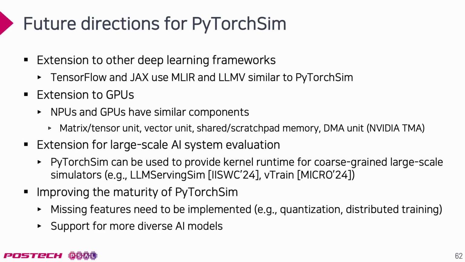PyTorchSim is not a perfect tool. There are many missing features and many ways to further improve it to make it more useful for various different scenarios. One thing to consider is extending it to support other frameworks such as TensorFlow and JAX. And because GPUs are becoming more and more similar to NPUs these days, I think it might be possible to model deep learning performance on GPUs with this approach. And the NPU kernel time can be used in larger scale simulation tools such as LLMServingSim and RETRAIN to model larger scale inference and training performance. And we are actively working on implementing missing features of PyTorchSim to make it more useful.